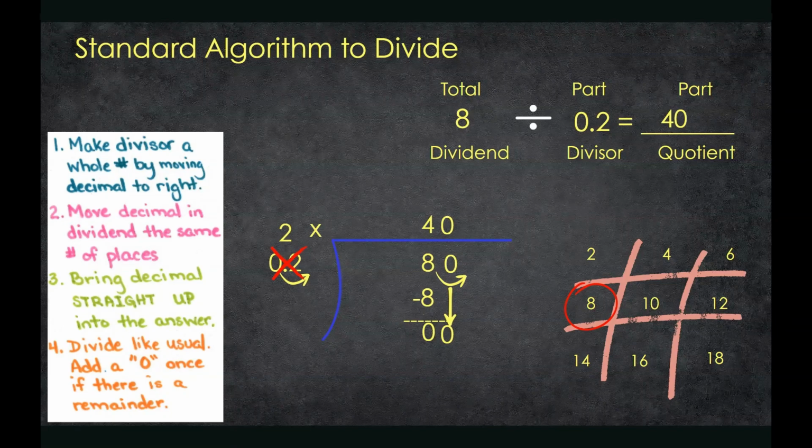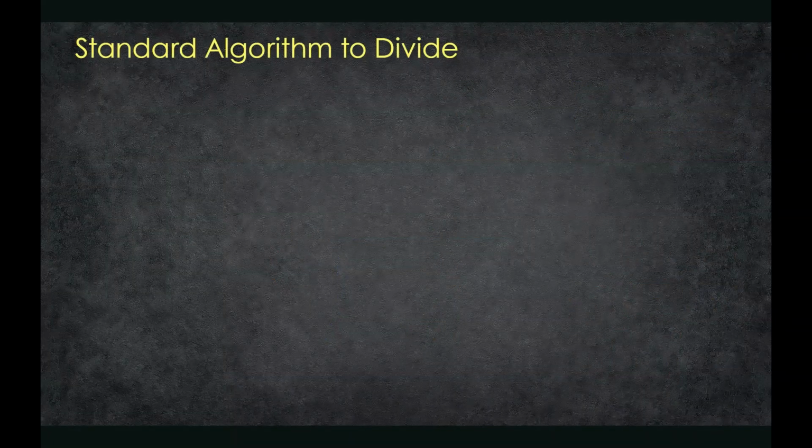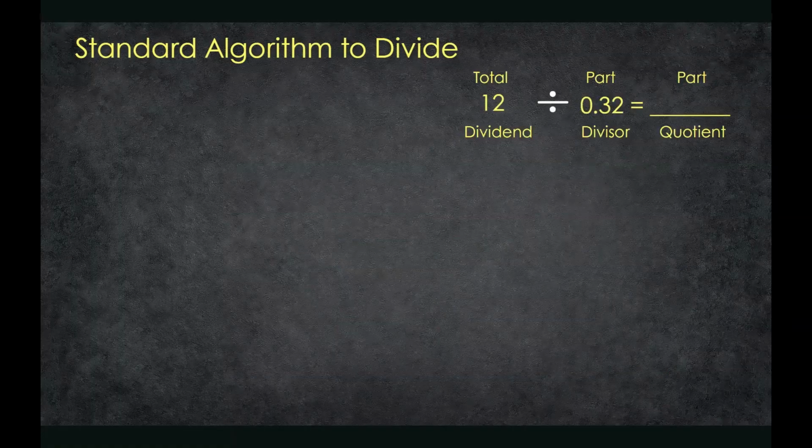All right, let's go ahead and take a look at one more example where the dividend is the whole number and the divisor is the decimal. So we have 12 divided by 32 hundredths. So again, imagine 12 hundredths grids, and we are going to make groups of 32 hundredths. How many groups would we be able to make in those 12 wholes?